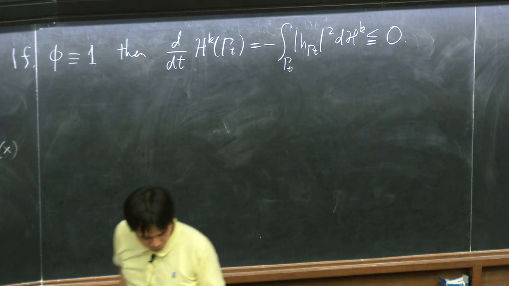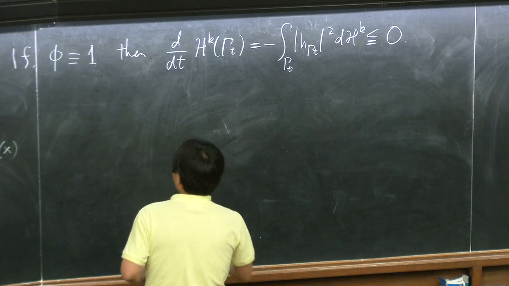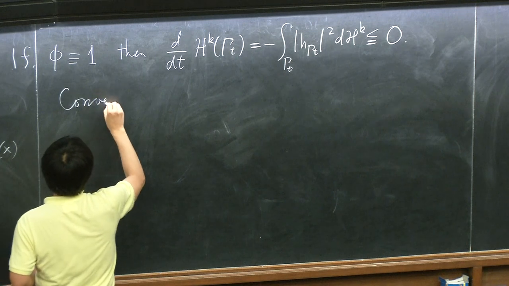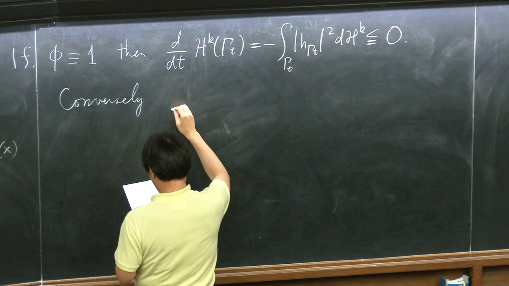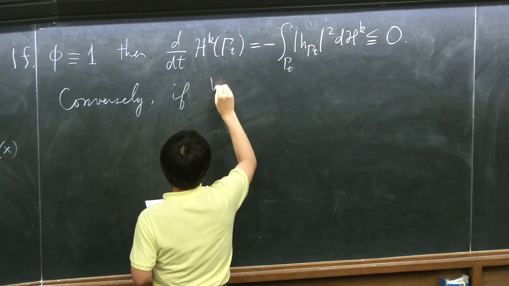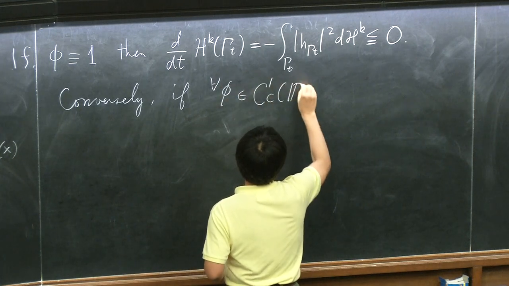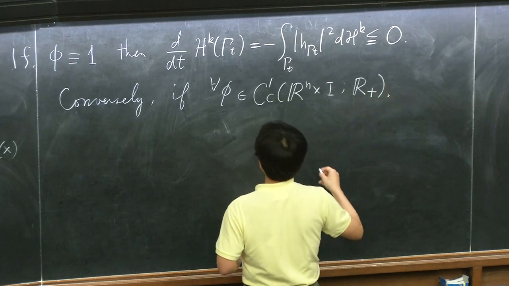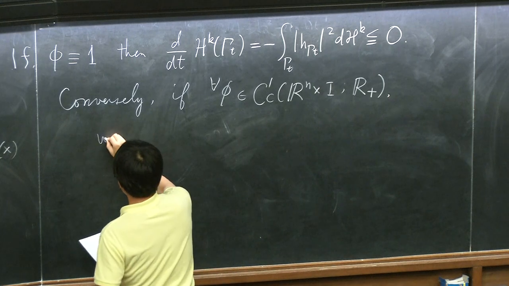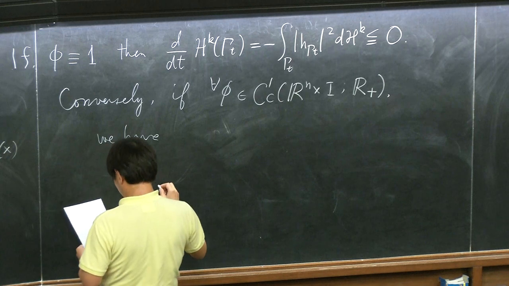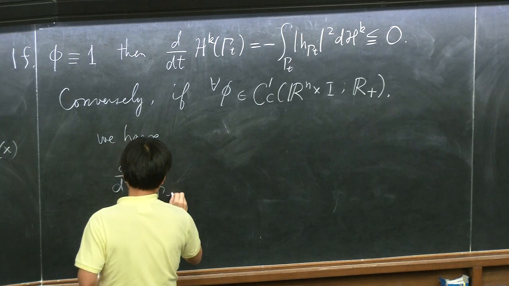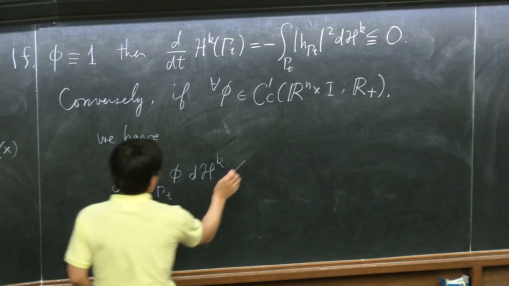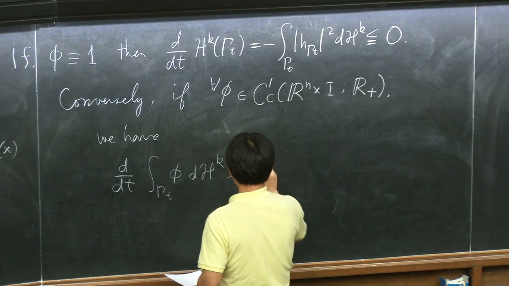Okay? Now, conversely, the converse is more important, right? So here's a claim. Conversely, in fact, this does somehow characterize the mean curvature flow. That's a somewhat non-trivial fact. Conversely, if we have the following, so if we are given any non-negative test function, if for any test function we have the inequality, here's what's important, less than or equal to, the rest is the same.